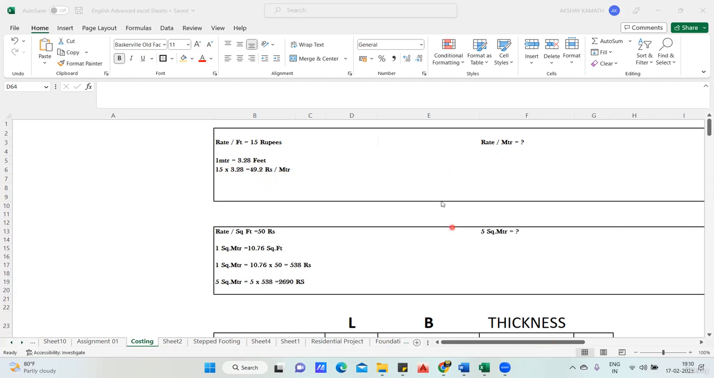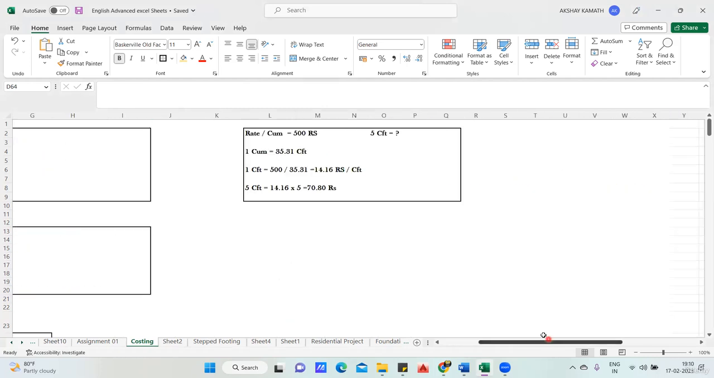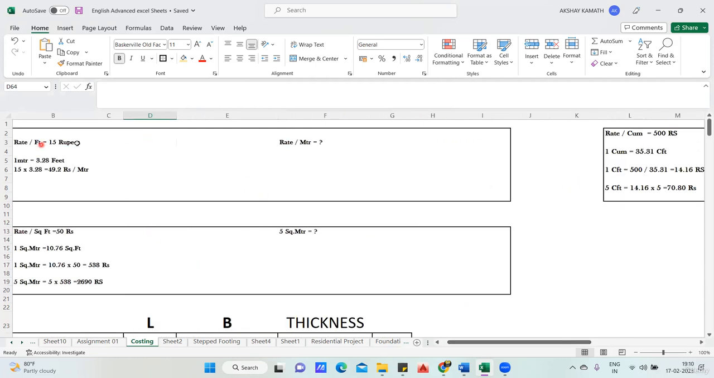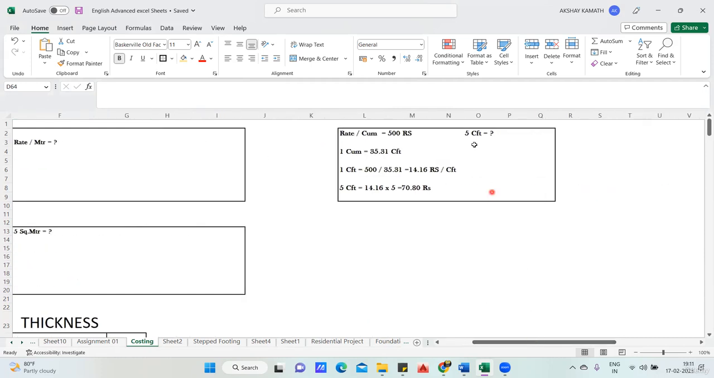Next, rate per cubic meter is 500 rupees. What is the rate for 5 CFT? Again, cubic meter is bigger in comparison to the CFT. So that means I'm going from bigger to smaller this time. Whenever you're going from bigger to smaller, you need to divide. Here it was smaller to bigger because your feet is smaller in comparison to the meters, so you used to multiply. Small to big will be multiplication and big to small will be division.